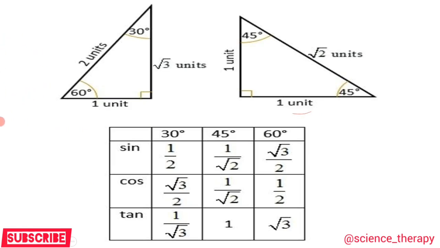So let's see here. We have SOHCAHTOA, which we know is sine: opposite over hypotenuse, cos: adjacent over hypotenuse, and tan: opposite over adjacent. Now let's say we were looking for sine 30 degrees. For sine 30 degrees, we know we have opposite over hypotenuse.